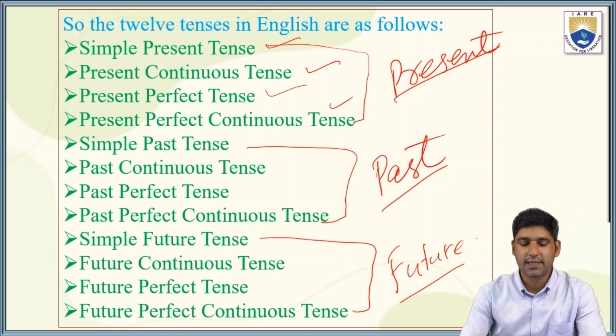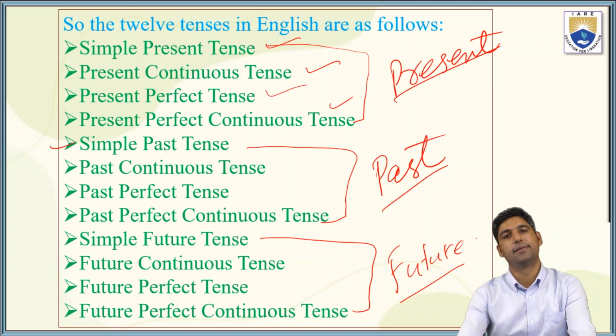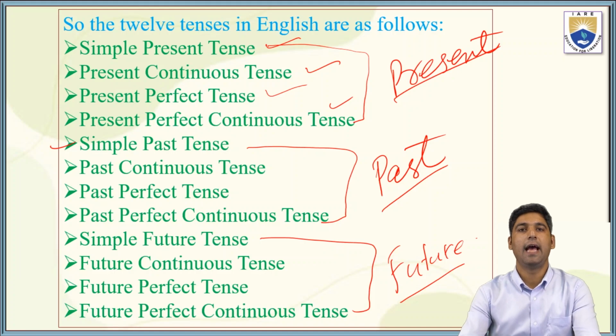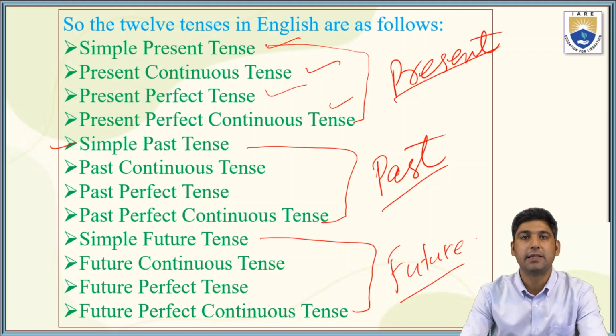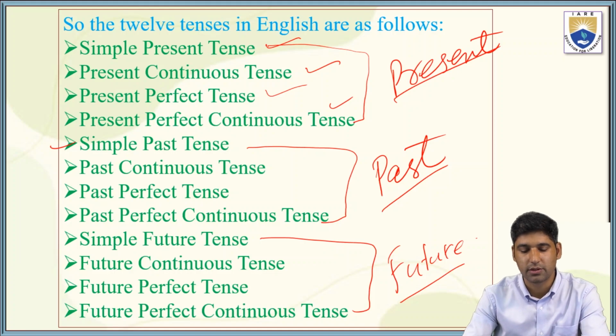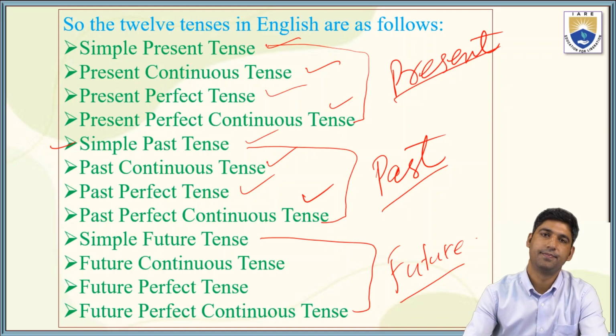Now for the past, we have simple past tense. Then we have past continuous tense. Then we have past perfect tense. Then we have past perfect continuous. So these are the four: past simple or simple past, past continuous, past perfect, past perfect continuous.